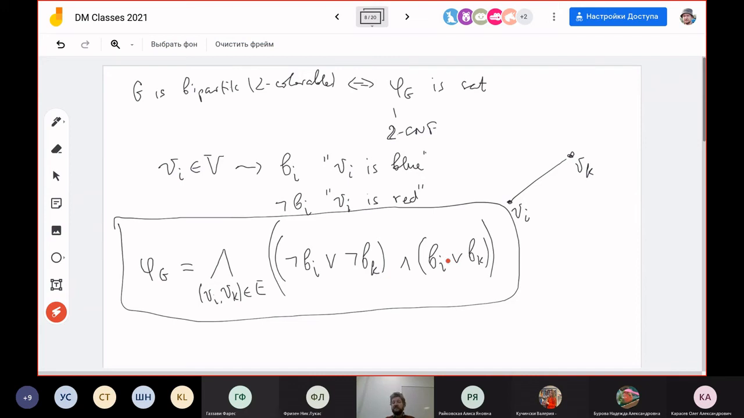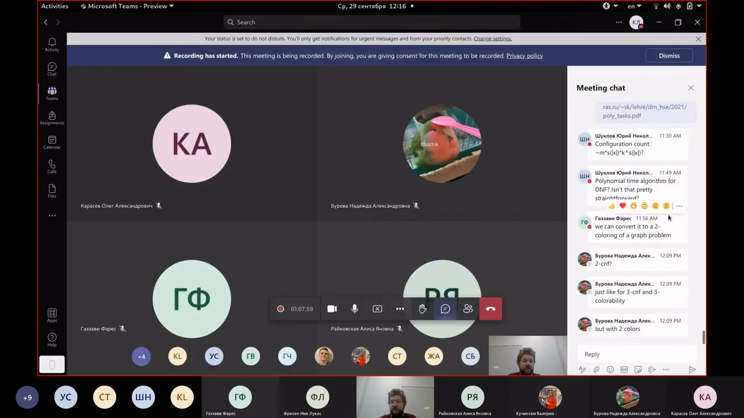This is this clause. And vice versa, if you manage to satisfy this formula, you will have some BIs and BKs, some of them true, some of them false. For those that are true, you color the corresponding vertices blue. For those that are false, you color them red. And this condition exactly says that this is the correct coloring, that you don't have any edge which is both red or both blue, right? And now this gives you a polynomial time algorithm, which is different from what we did previously, right? So how does this algorithm work? How do you think?